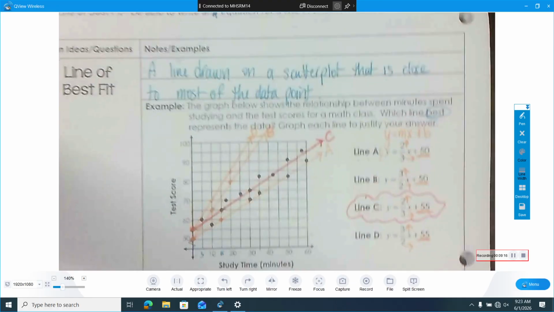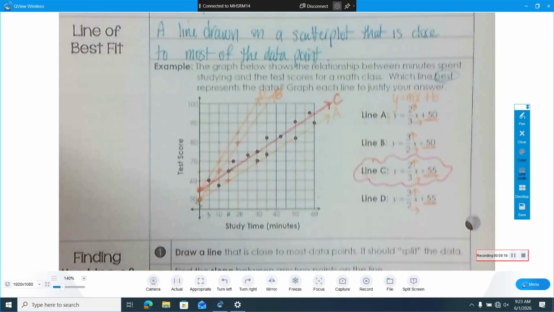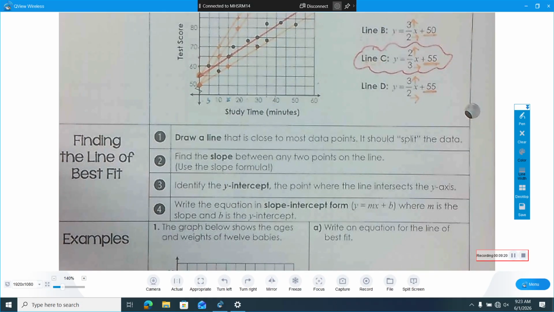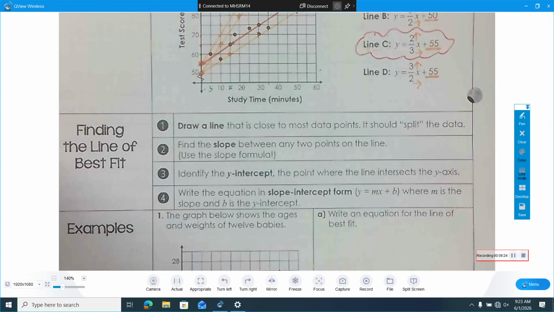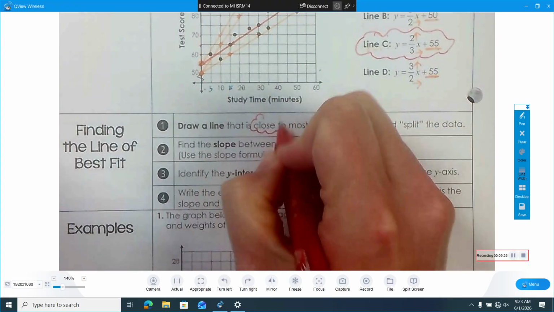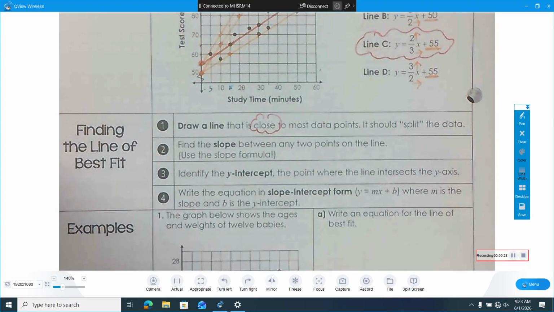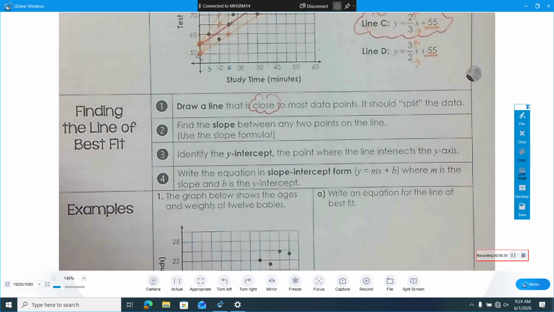Now, we're going to get some practice finding the line of best fit. So we're going to draw a line that is close to most of the data points. It should split the data. Then we're going to find the slope between any 2 points.